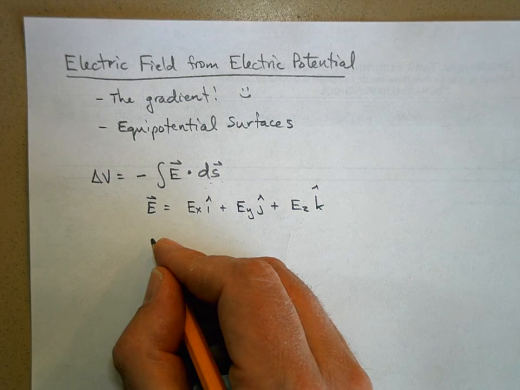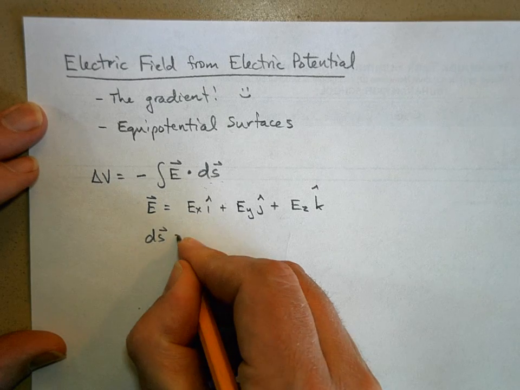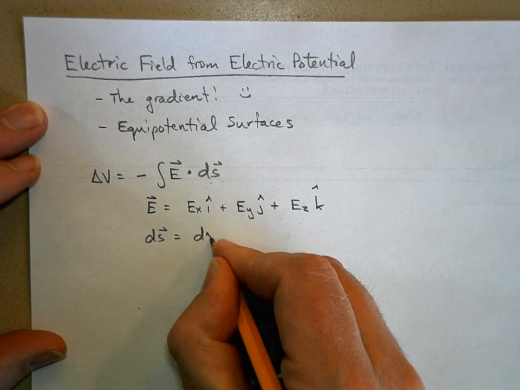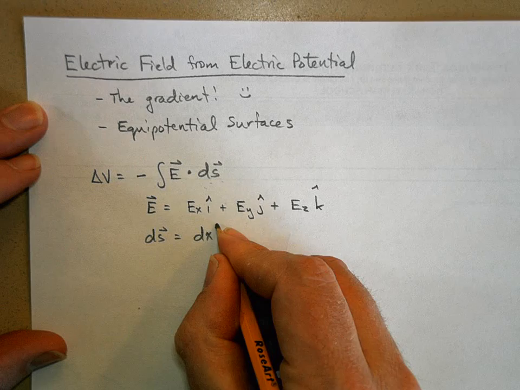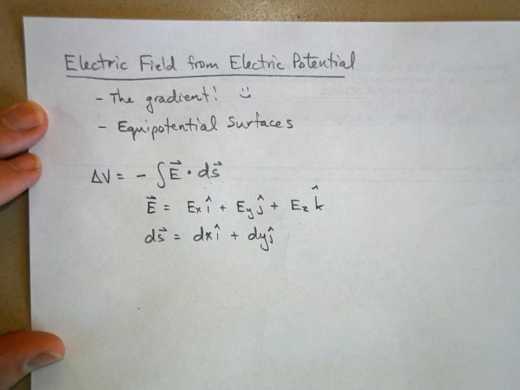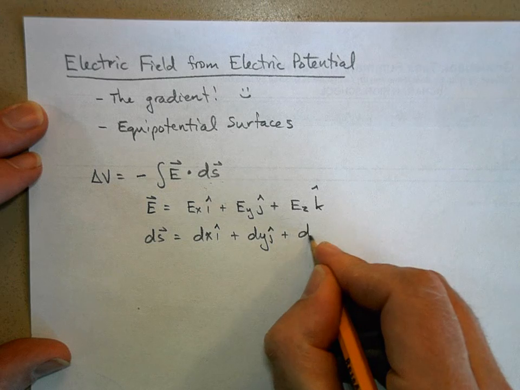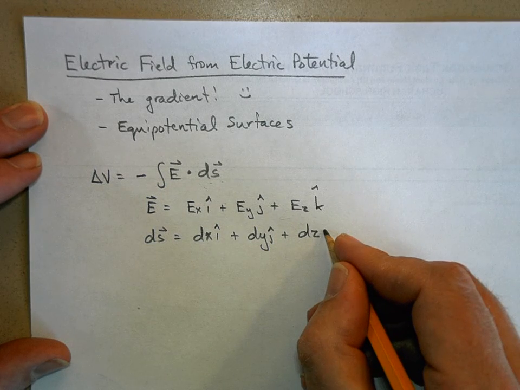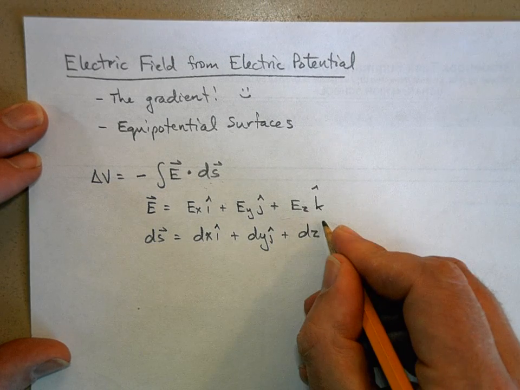So dS will have some little component in the i-hat direction, the j-hat direction, and the, what's the other one? Oh, yeah, z.